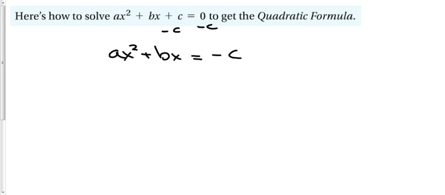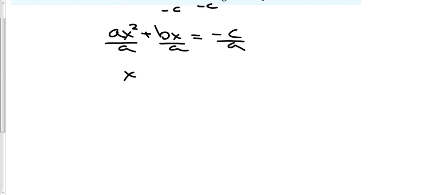Okay. Next, in order to complete the square, I can't have that a there. I have to have x squared by itself. So I'm going to divide it out, which leaves me with x squared plus b over a x is going to equal negative c over a.